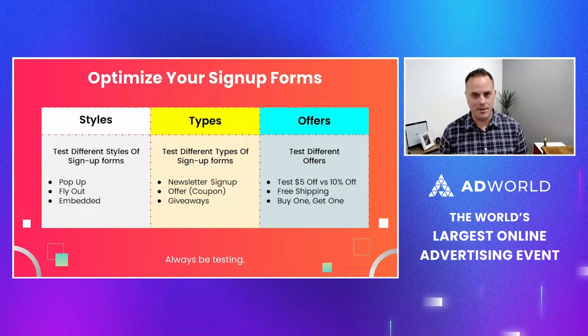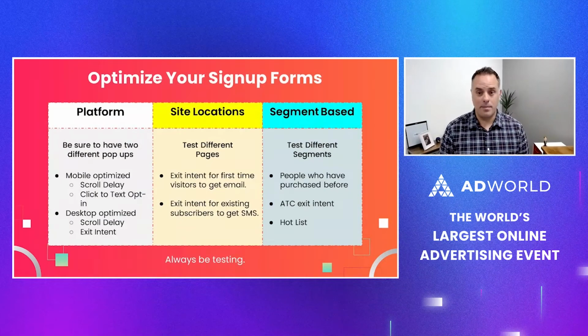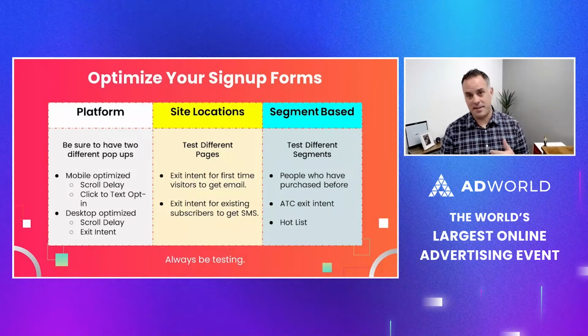Free shipping, always a great one. Buy one, get one, always a great one. Free X with purchase, always a great one. The platform too, like mobile first, always, but always have something for desktop as well. We see a lot of brands have the same pop-up for both. You don't want to do that.